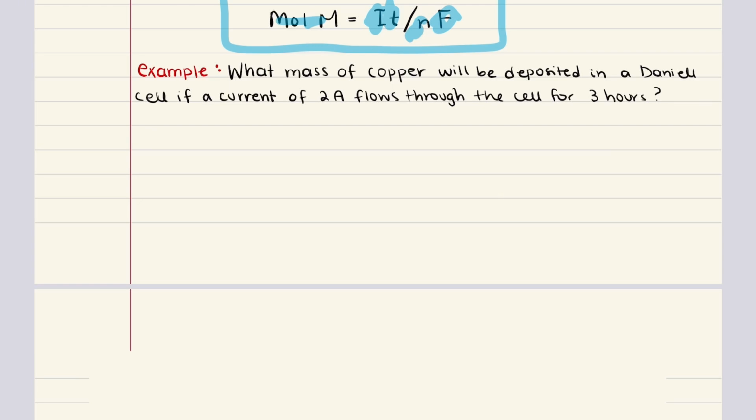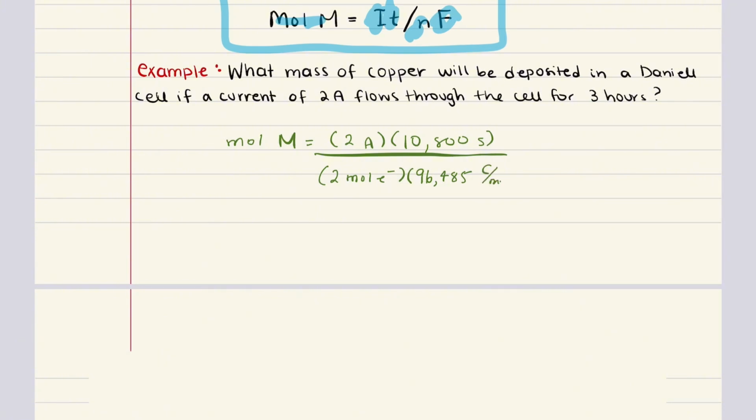We're also given N. We know that this is a Daniell cell, and a Daniell cell uses a copper electrode in copper sulfate solution. And because the oxidation state of copper in solution is +2, then N is equal to 2. And we know Faraday's constant, so we can go ahead and begin to plug things into our equation to calculate mole M. The current is 2 amperes. The time is 10,800 seconds, and that's going to be divided by N. N is equal to 2 moles of electrons, and that's multiplied by Faraday's constant, which is 96,485 coulombs per mole of electrons.